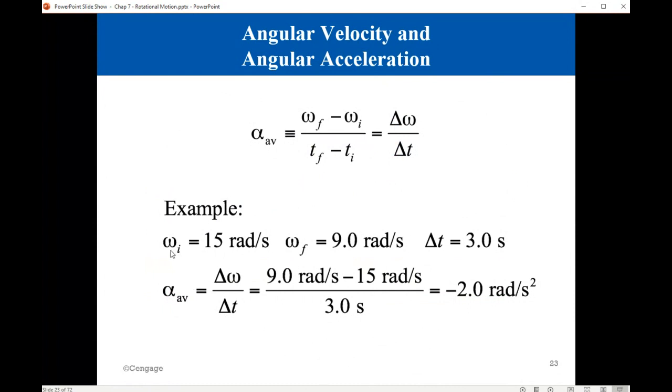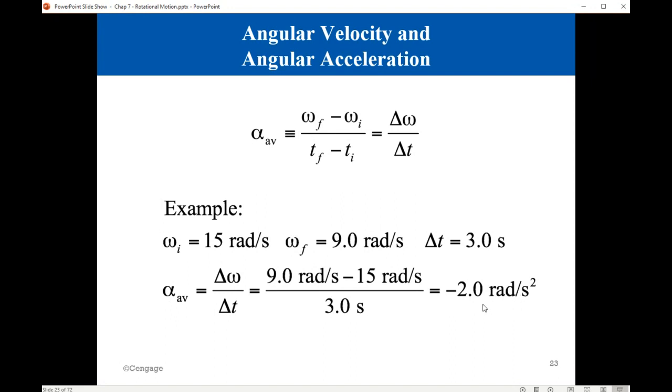Example, the initial angular velocity is 15 radian per second. The final angular velocity is 9 radian per second. The elapsed time is 3 seconds. Therefore, the angular acceleration, delta omega by delta t, 9 minus 15 divided by 3 seconds. This is minus 2 radian per second squared.